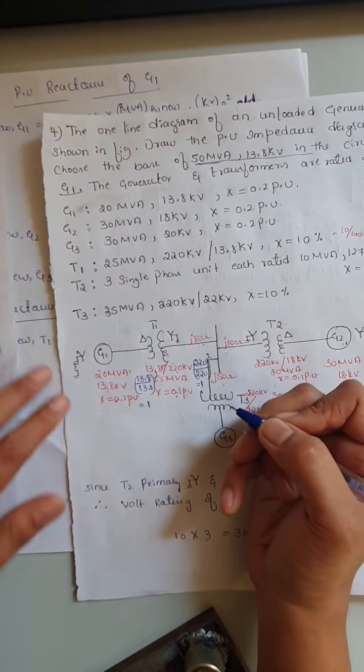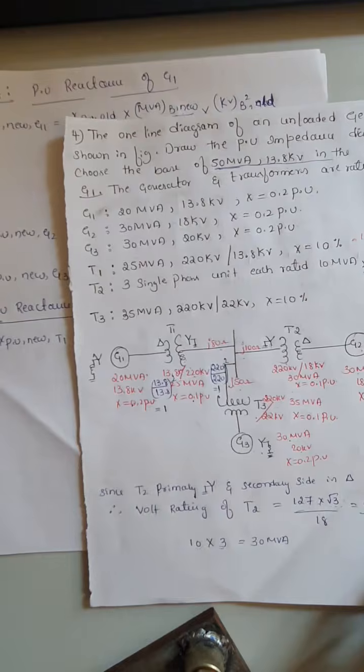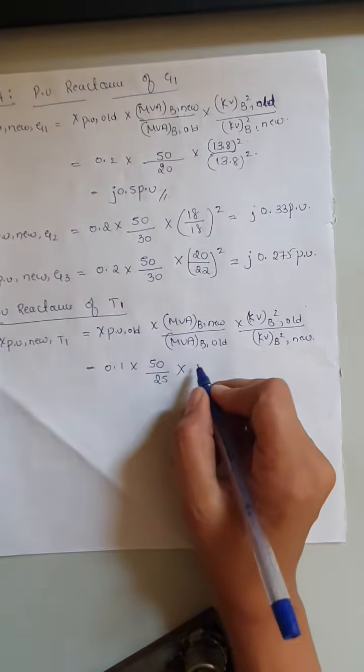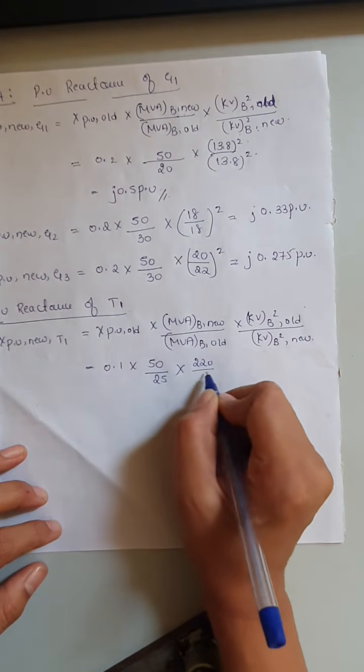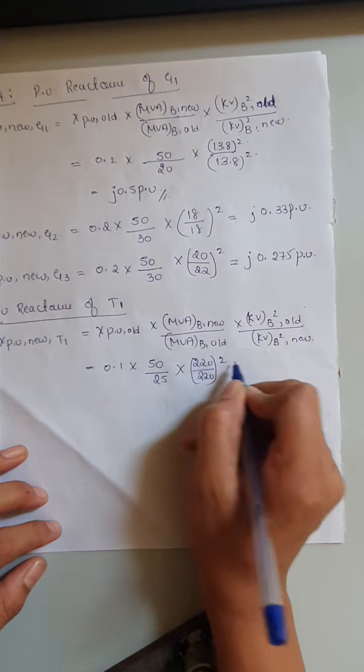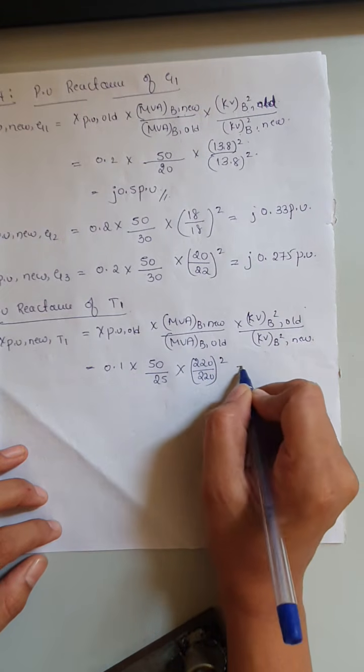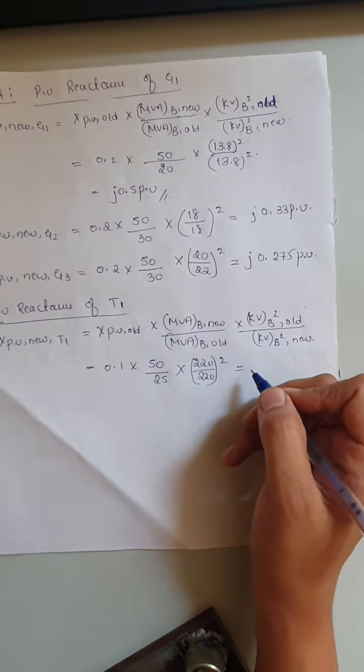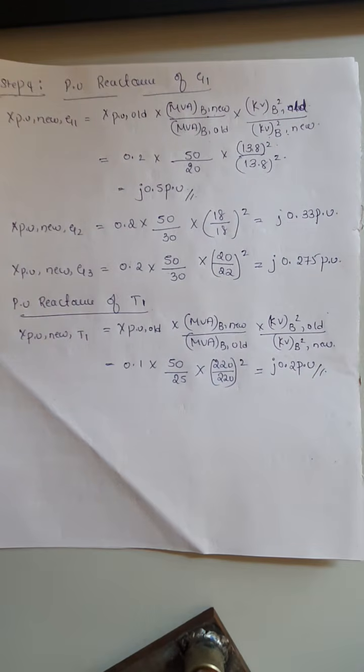So our calculation is correct, the step 1 and step 2 calculation. Here I can take either side, both the answers are the same. So I have taken the secondary side. Now we'll get the answer for the T1 transformer as j0.2 per unit.